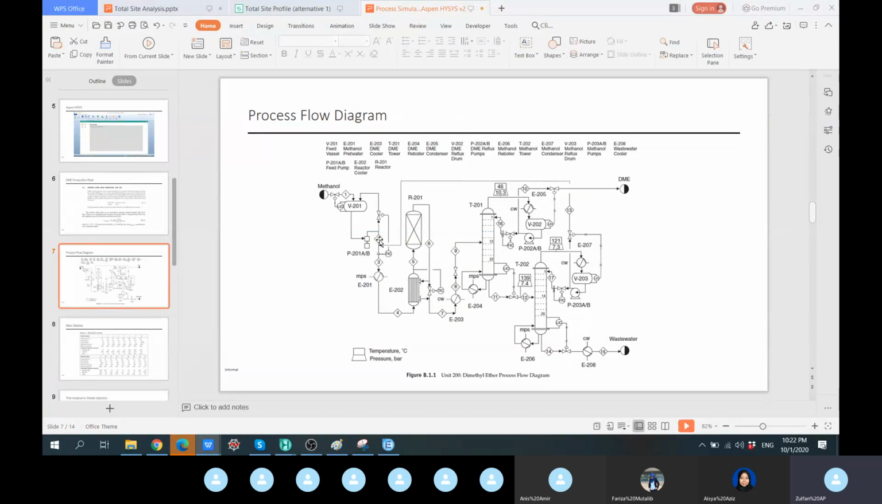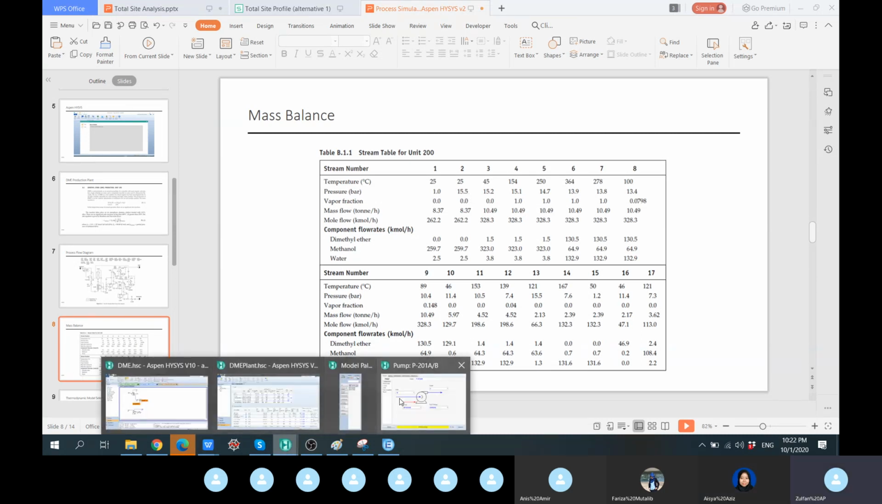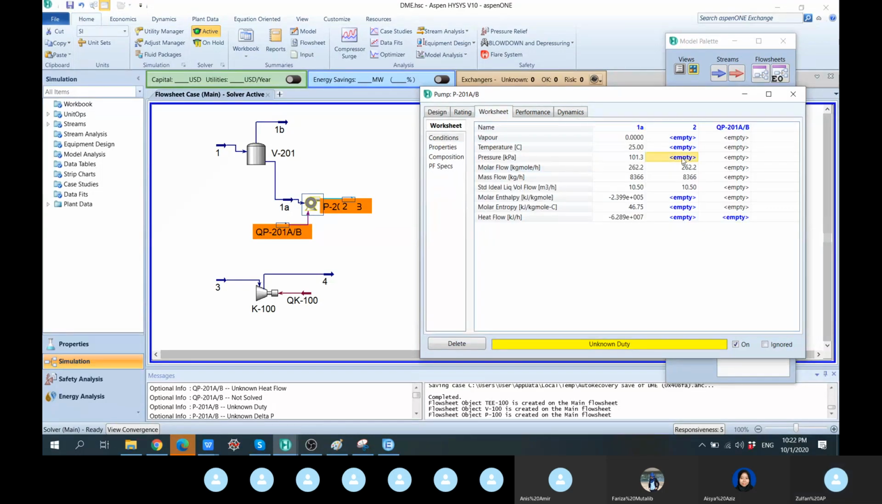So we have to see this stream number 2. Yeah, stream number 2. It's 15.5 bar. So we can put it there. 15.5 bar.